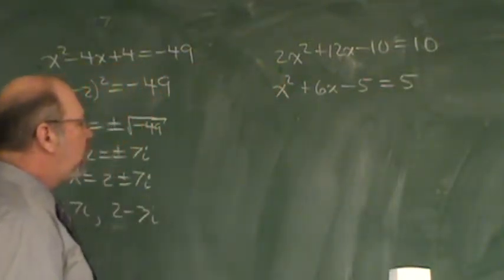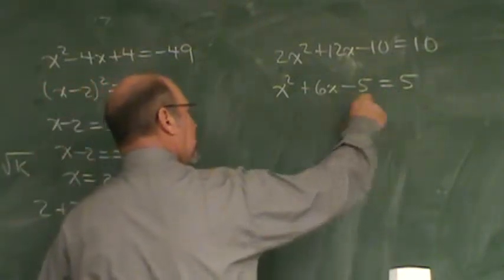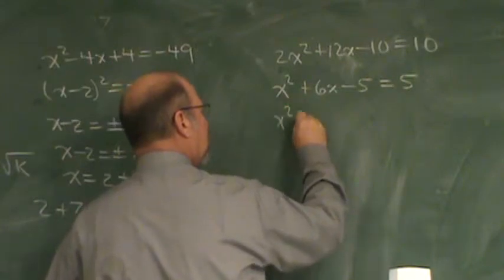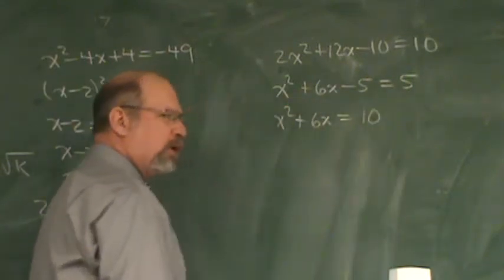So, I'm going to write x squared plus 6x minus 5 equals 5. Dividing that equation by 2, move c to the other side or get x squared plus 6x by itself. So we get x squared plus 6x equals 10. Yes?